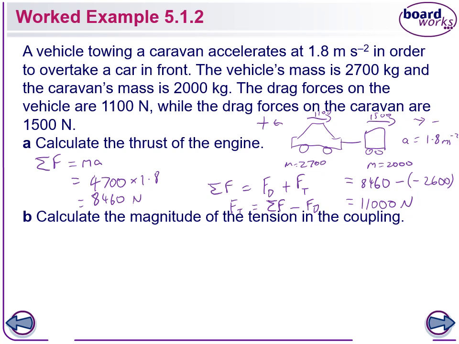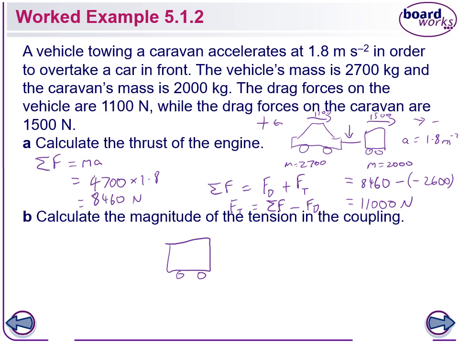All right. The next bit is a little bit easier, even though it seems a little bit complex. Okay, so we want the magnitude of the tension in the coupling. Now, tension is a pulling force. So when we're looking for the tension in the coupling, we are looking for the tension in that bit there. What is the pulling force of that bit? Now, there's a couple of ways to calculate this. Let me show you the easiest. Let's ignore the car for a second, and let's just look at our caravan.